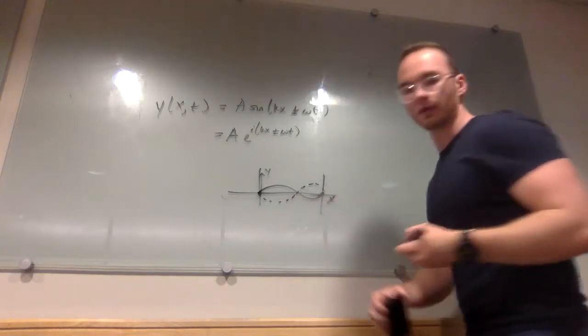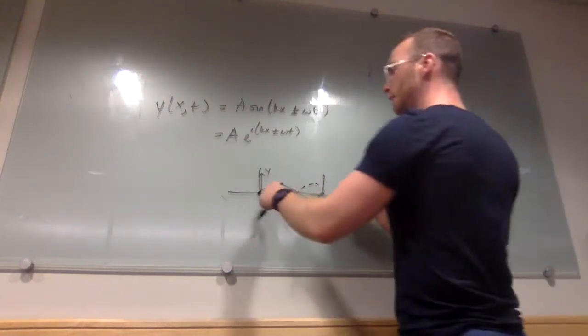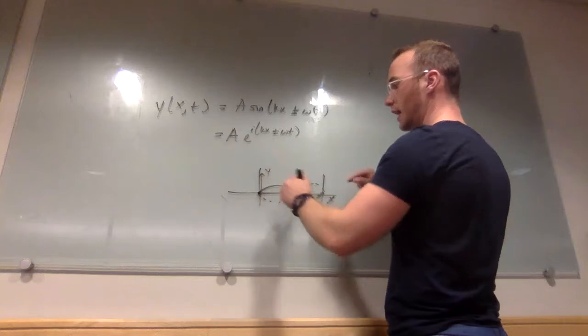Let's have this be a standing wave. It's going to be a little complicated, but let's say it's a wave that's sort of oscillating up and down. There's a node here.